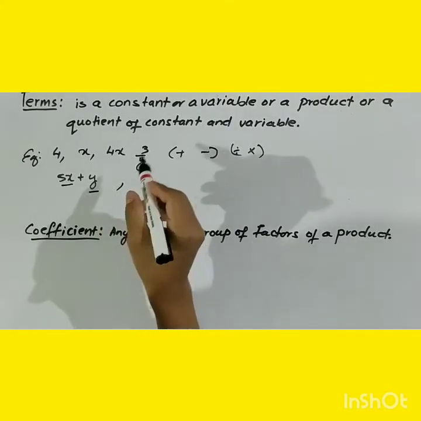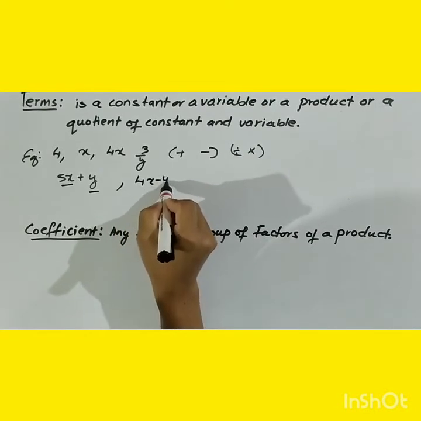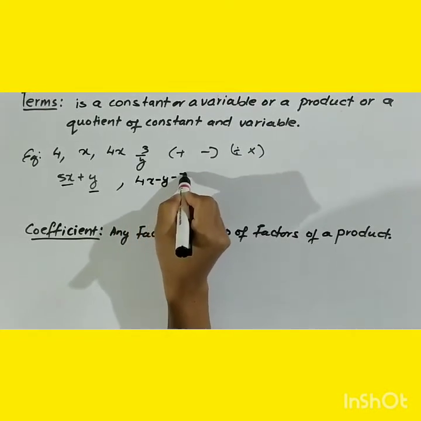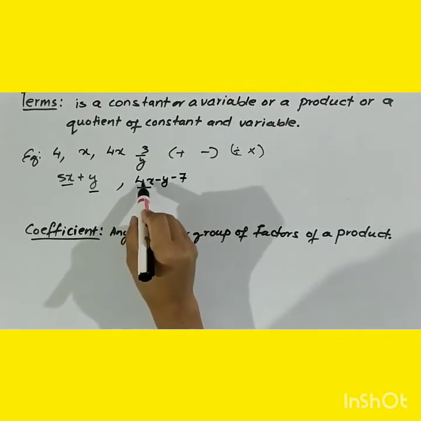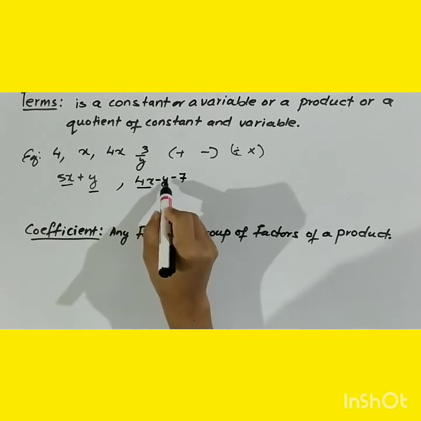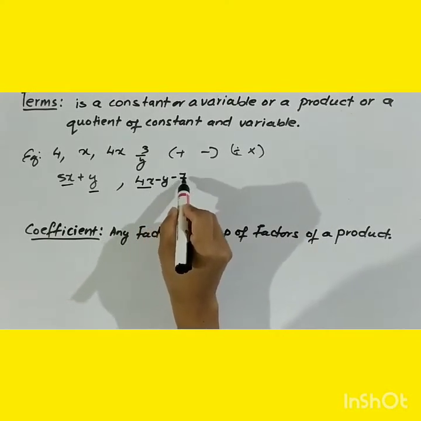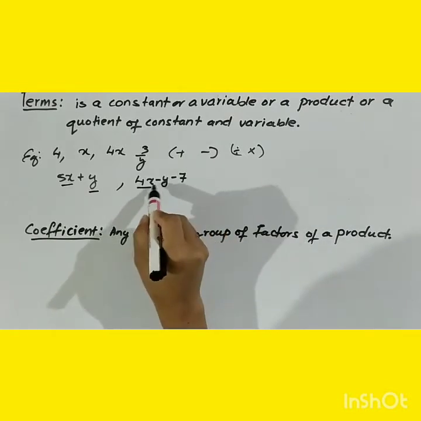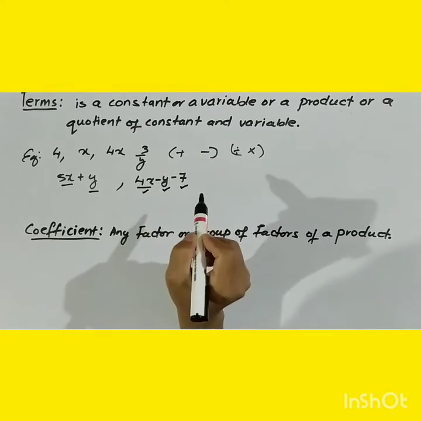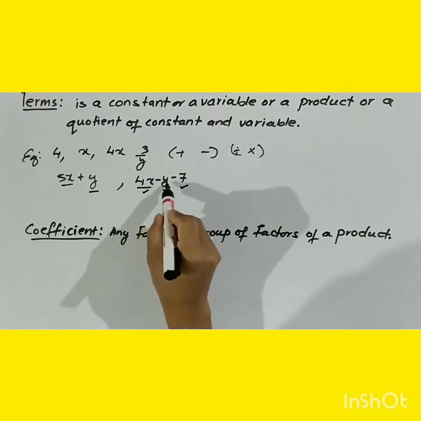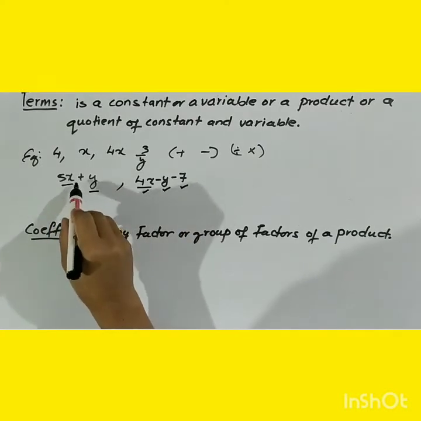One more example. Let's say 4x minus y minus 7, right? This is one term, right? The product of a constant and a variable, minus y. y is a variable, again one term, minus 7, a constant term, again one term. So how many terms are there? 1, 2, 3. There are 3 terms. Okay, so these terms are separated by minus signs, right? And this term is separated by a plus sign.